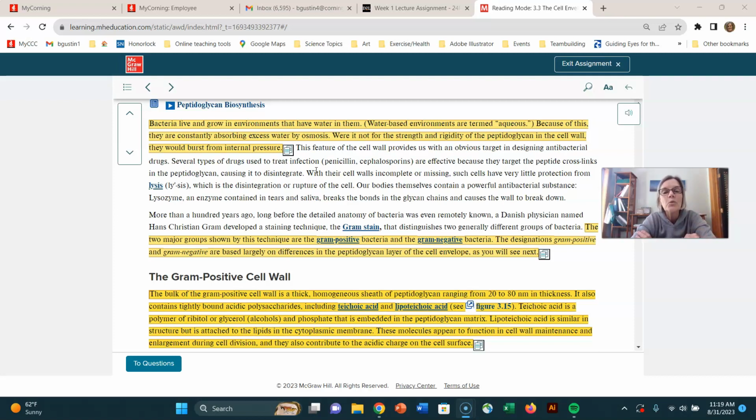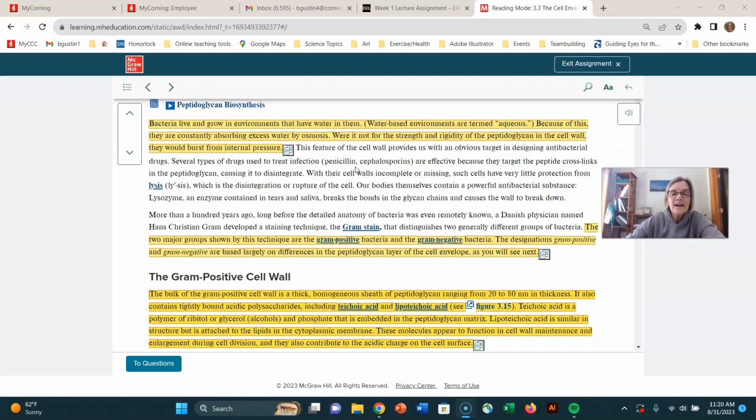And cell walls are a really great target because you want to think about what the bacteria have that the host doesn't. So bacteria have peptidoglycan, and it turns out penicillin targets peptidoglycan. We don't have peptidoglycan, so penicillin won't target our cells and it won't kill them. So another benefit to understanding bacterial cell walls is that we can use them for drug targets.